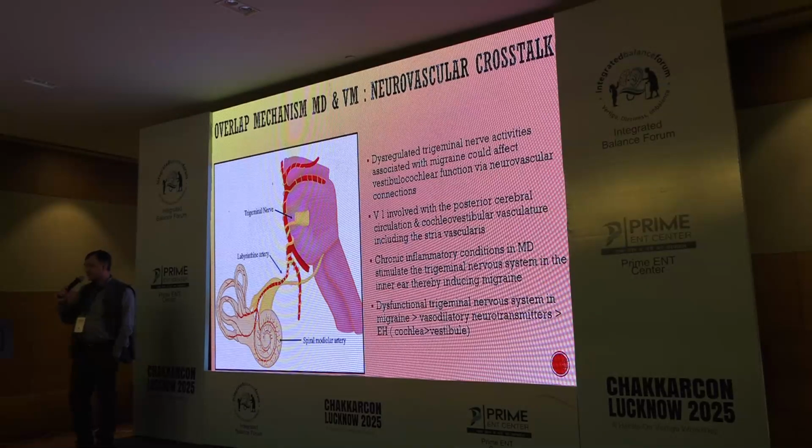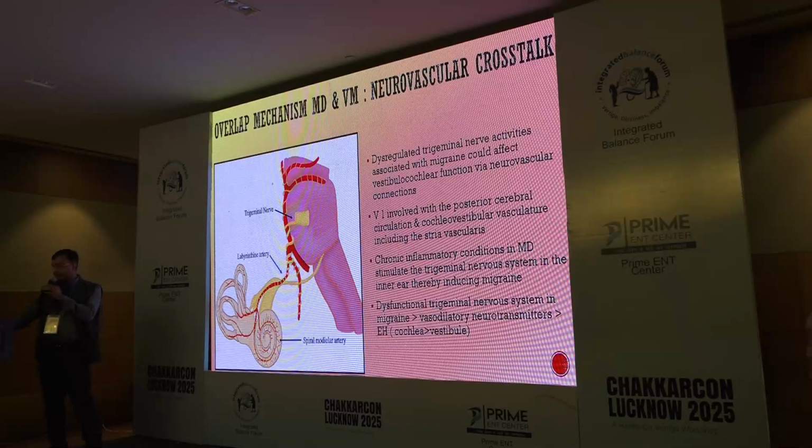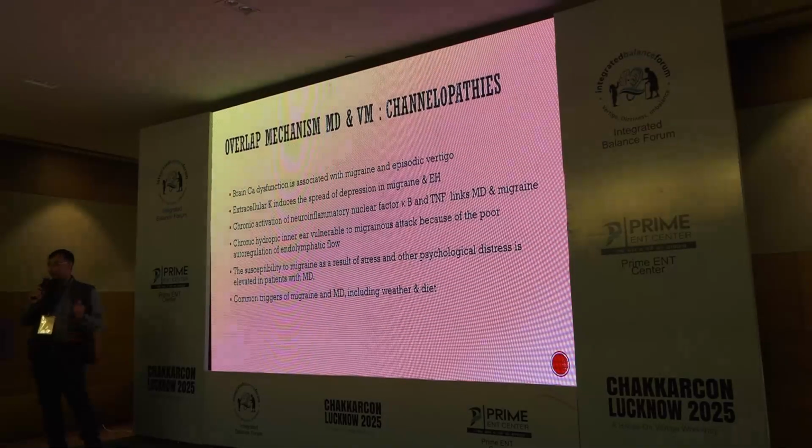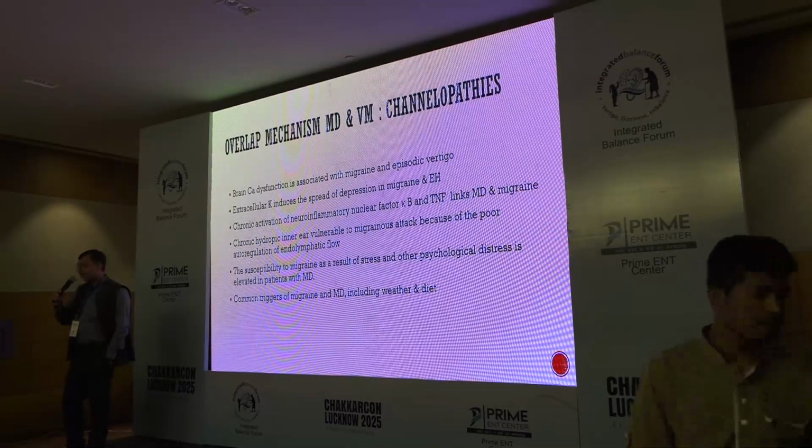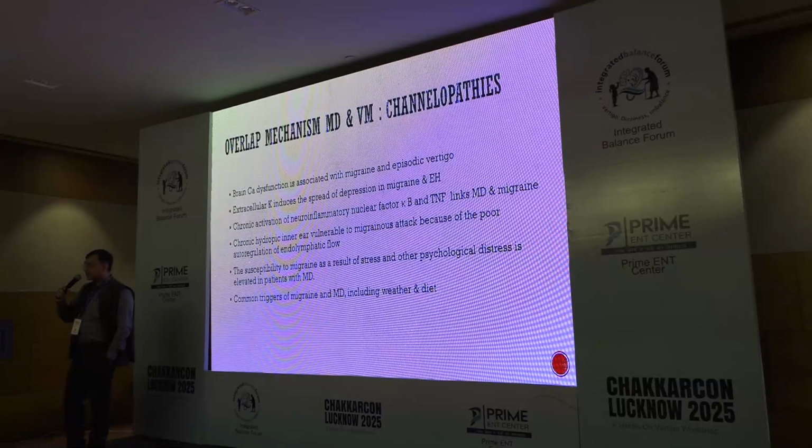Chronic inflammatory conditions in Meniere's disease stimulate the trigeminal nerve system in the inner ear, thereby inducing migraine. Moreover, dysfunctional trigeminal nervous system in migraine may cause vestibular neurotransmitter release and even endolymphatic hydrops. So just like we had said before, endolymphatic hydrops, though classically a feature of Meniere's disease, may also occur in migraine. Another proposed pathophysiology is channelopathies, in which case brain calcium dysfunction was associated with migraine and episodic vertigo. Extracellular calcium induces the spread of depression in migraine and also endolymphatic hydrops.